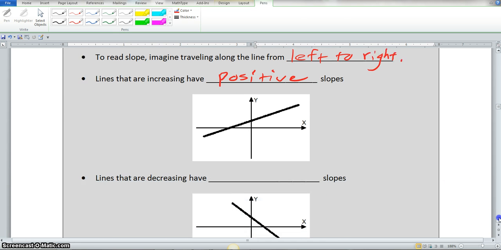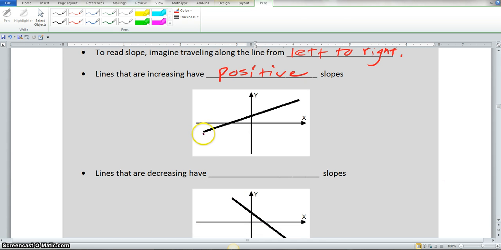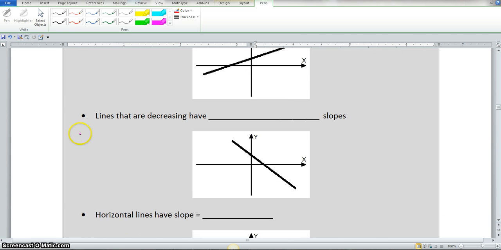And here's an example of a line that's increasing. If you notice here, when you go from left to right, the line is going up. Again, everything is based on going from left to right. Lines that are decreasing have negative slopes. If you notice from left to right, you see that the line is going down.